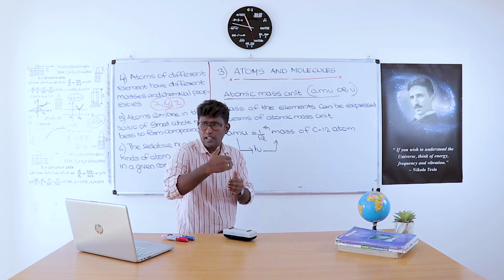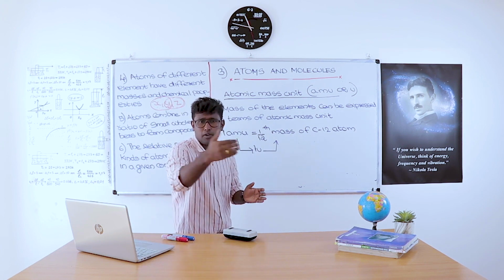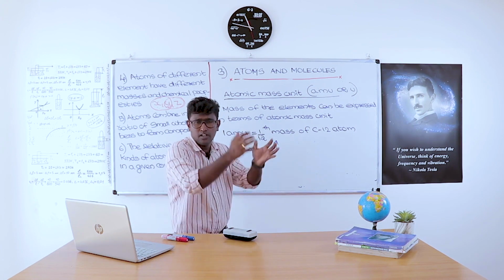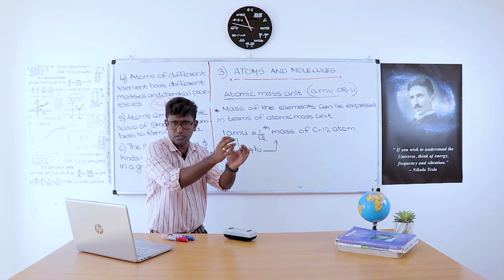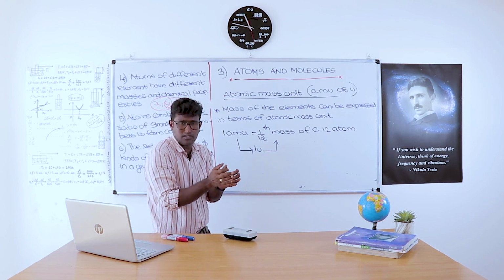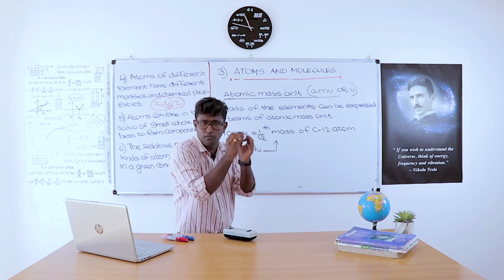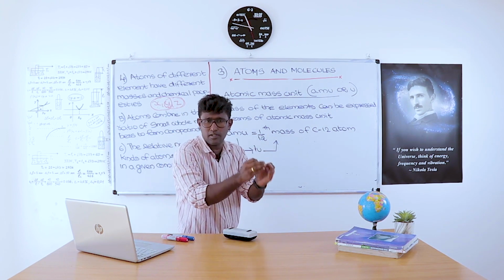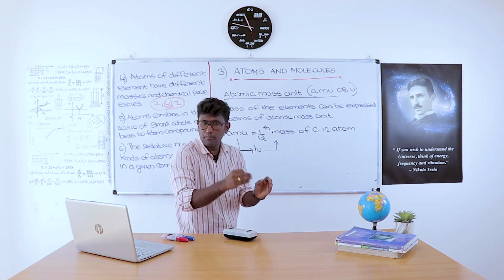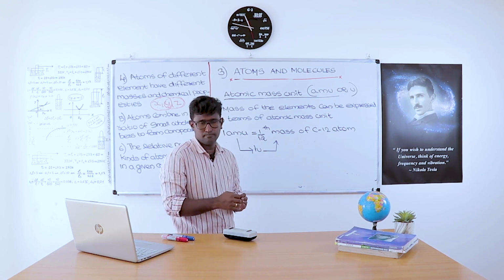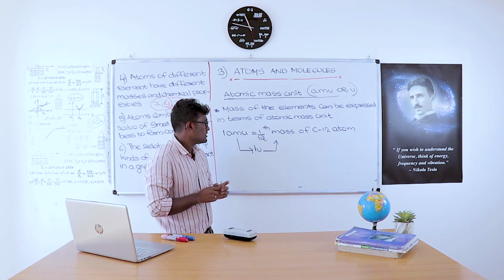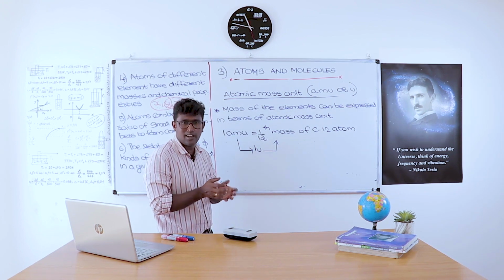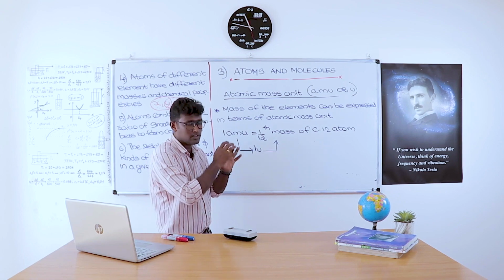The mass of the atom cannot be expressed in kilogram or gram because the mass of the element is very, very small. That is why we use another unit called atomic mass unit. And what is meant by atomic mass unit? We can say that 1 by 12th the mass of a C12 atom is 1 atomic mass unit. That's all about atomic mass unit and John Dalton's atomic theory.